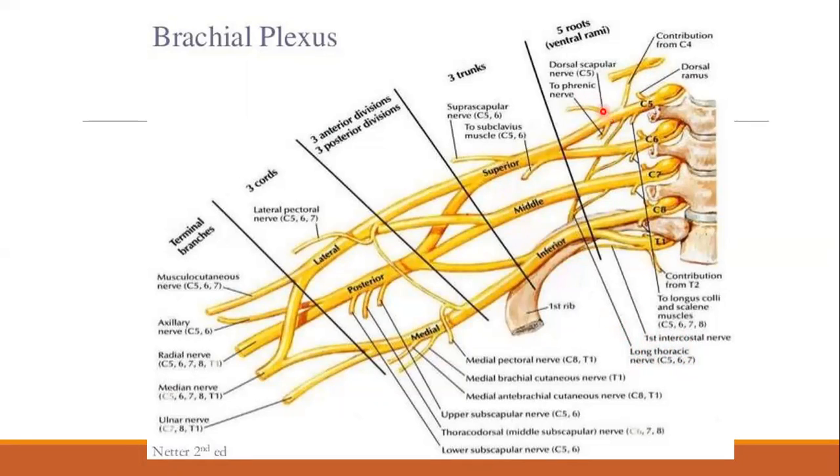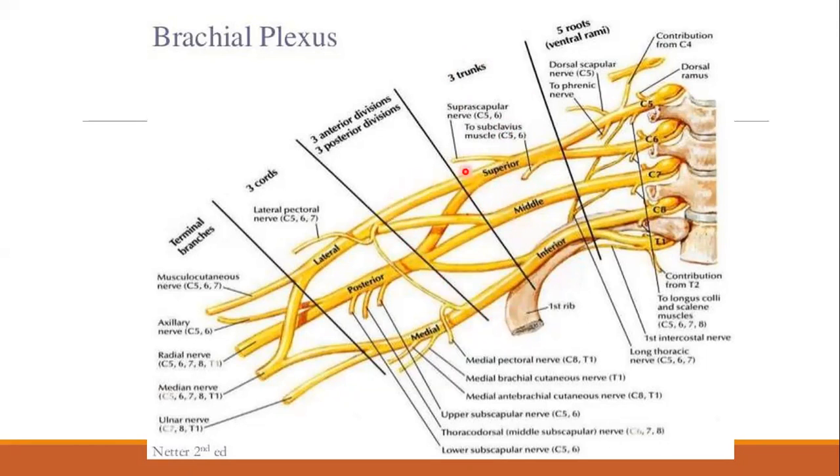The other nerve that comes directly off of the roots is your dorsal scapular nerve. And your dorsal scapular nerve helps to innervate your rhomboids as well as part of your levator scapulae. Next, we have our 3 trunks: superior, middle, and inferior. Again, 2 nerves are coming off of the trunks. You have your suprascapular nerve coming off before it heads into the suprascapular notch. And then your nerve to subclavius, which is going to go and innervate your subclavius muscle.